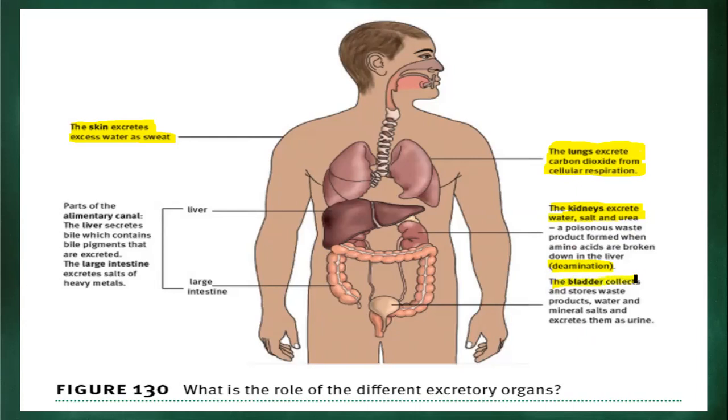We also have what we call the bladder. It collects and stores waste products, water, and mineral salts, and excretes them as urine. So urine, you know that's the liquid that you excrete. It's stored in the bladder. So that's why it's not good for you to hold when you feel you need the toilet and you keep holding yourself. I mean, you're holding in waste.